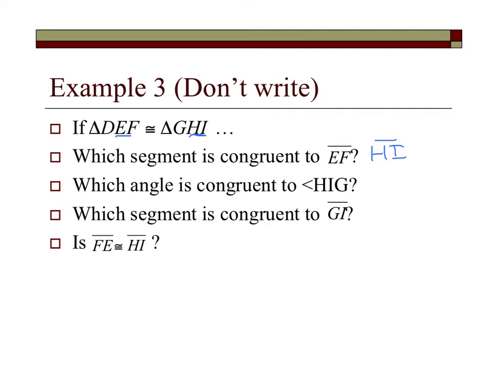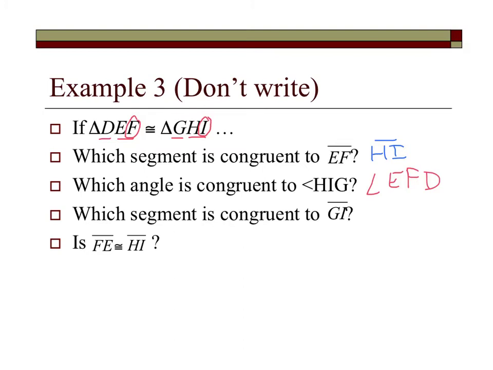Now, next one says which angle is congruent to HIG. If we're looking at HIG, think about the angle's vertex. So we're looking at HIG, so I would be our vertex. So that means that angle EFD would be our congruent angle. EFD. And see how you have HI and then G? EF, and then D. So it was in the same order. The order is very, very important when we're talking about triangles.